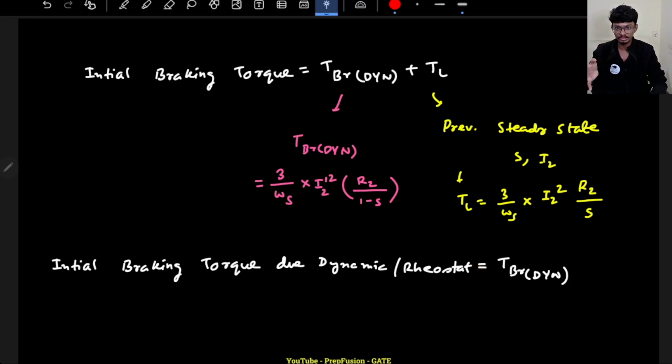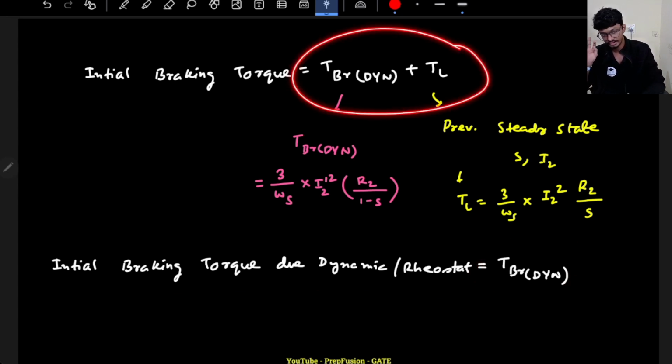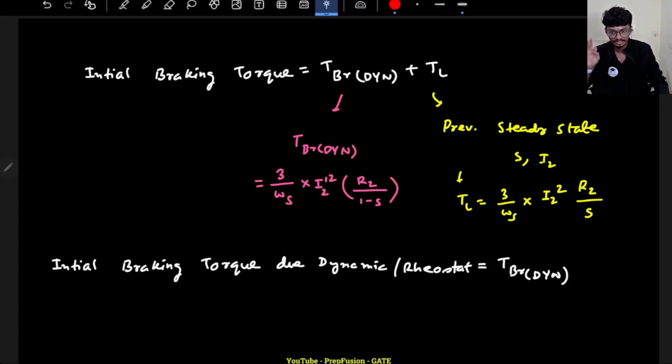Same for plugging as well. If they're asking just for plugging, you will write the plugging one. But if they're asking just the braking torque, then you will provide the sum of these two. So these are the important points that you need to keep in mind.